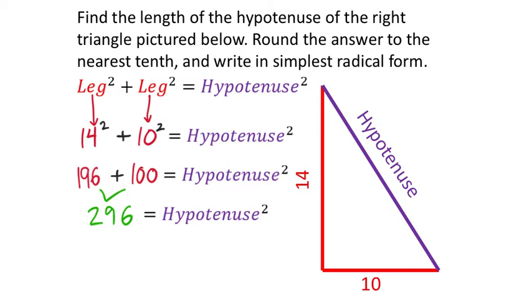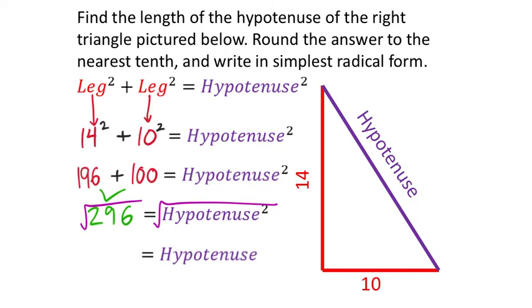Well, we don't want the hypotenuse to the power of 2. We just want the hypotenuse, so square root both sides. Okay, and again, square root of 296, I don't know what that is, but I know the calculator does. In either case, though, it's going to give us just the hypotenuse, which is exactly what we want right here.